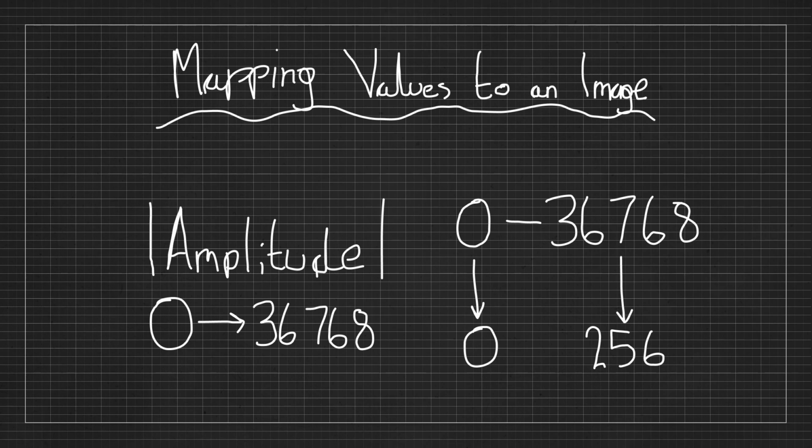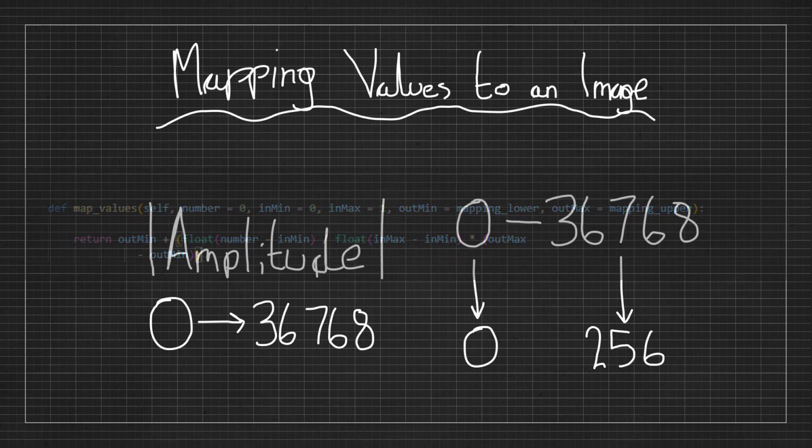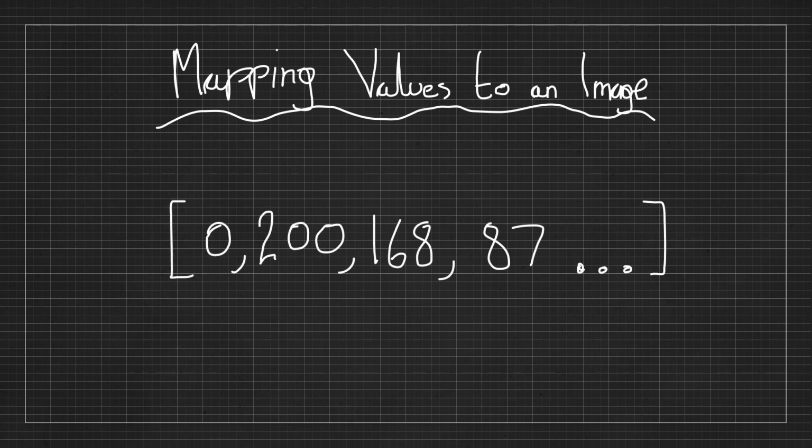So now all the amplitude values range from 0 to 36,768. And then we just map this using this function to 0 to 255. So if the amplitude is 0, you get a value of 0. If the amplitude is 36,768, it will give a value of 255. If it's somewhere in the middle, it will give something like 120. So essentially this just converts the amplitude values into their respective color values.